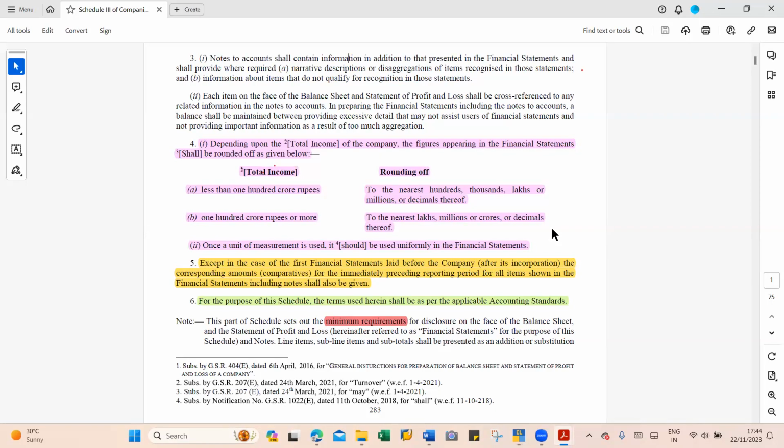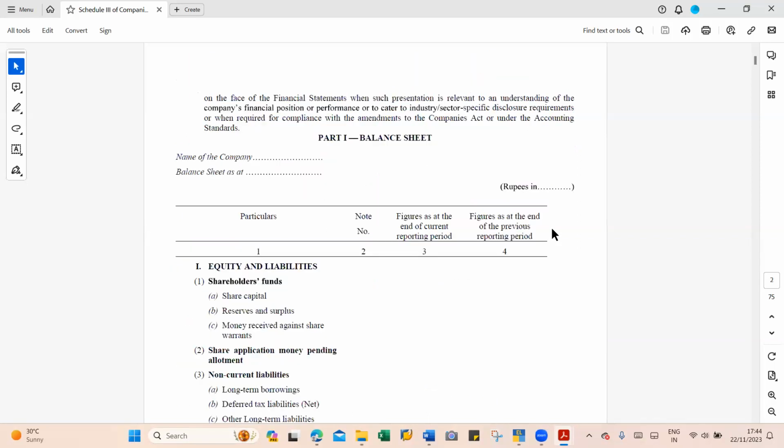And the statement of profit and loss, hereinafter referred to as financial statement for the purpose of this schedule, and notes, line items, sub-line items and subtotals, everything. Now, this is the format of the balance sheet.